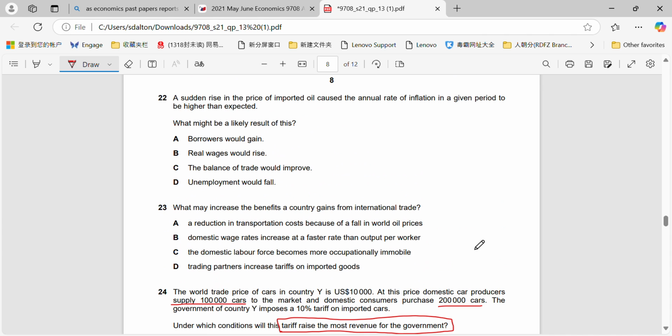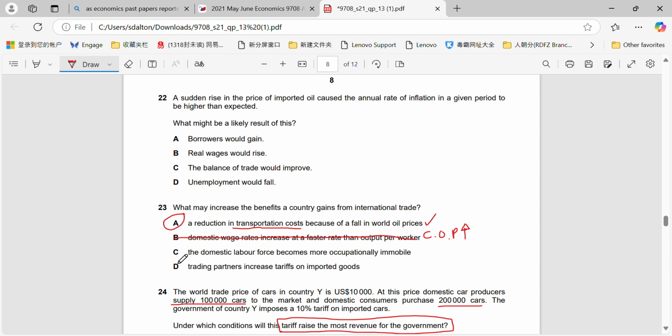Question 23. What may increase the benefits that a country gains from international trade? This should be very straightforward. A reduction in transport costs because of a fall in world oil prices, that definitely will, because it will make international trade easier by reducing our cost of production. Domestic wage rates increase at a faster rate than the output per worker, definitely not, because our cost of production will increase in that case, which is not going to benefit international trade as our products become less price competitive.